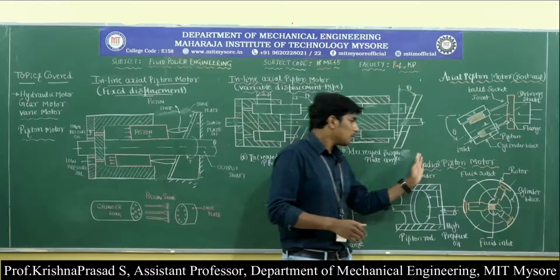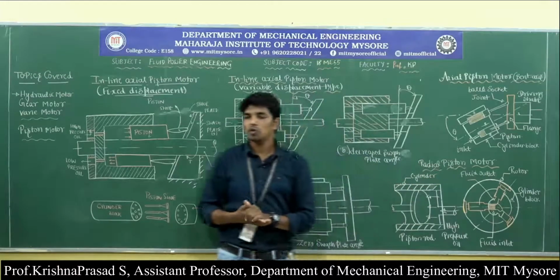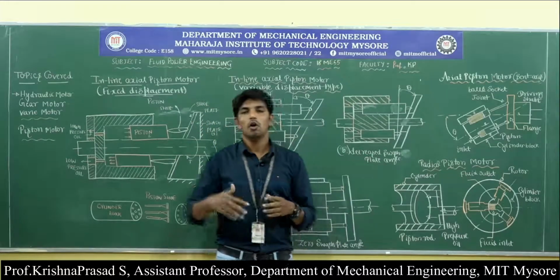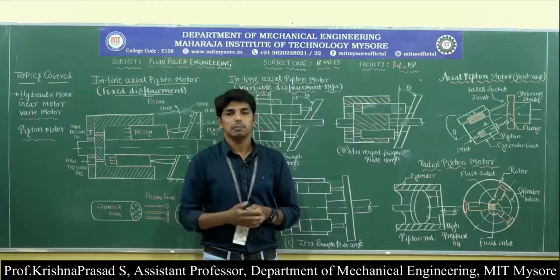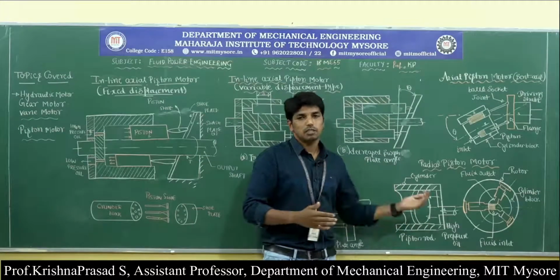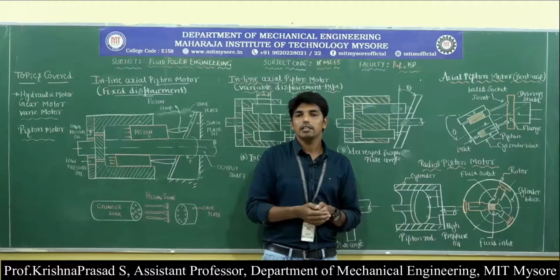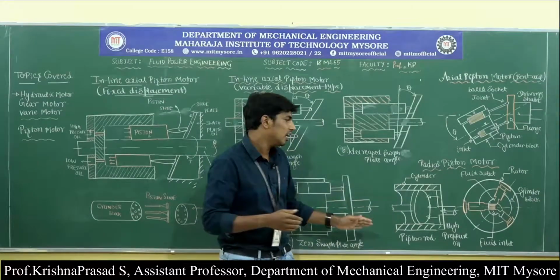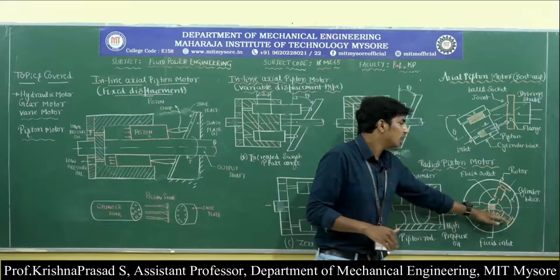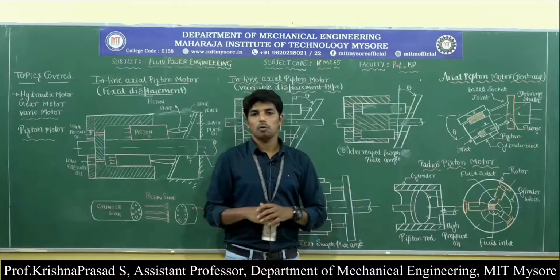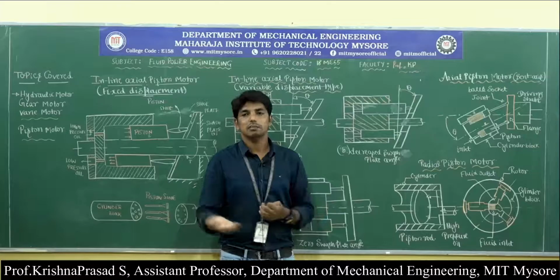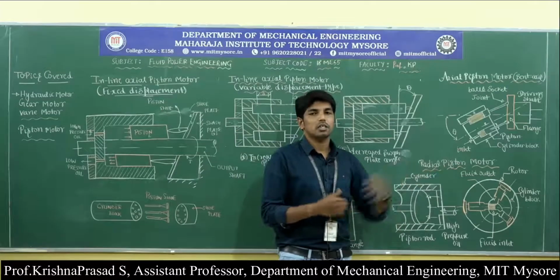And again, in the case of the radial piston type motor, we can see both fixed displacement and variable displacement. How to achieve variable displacement? Variable displacement can be achieved by varying the length of the piston stroke. How do we vary it? By increasing the eccentricity between the center line of the rotor and the center line of the cylinder block. In this condition also we can achieve the variable displacement type of radial piston motor.